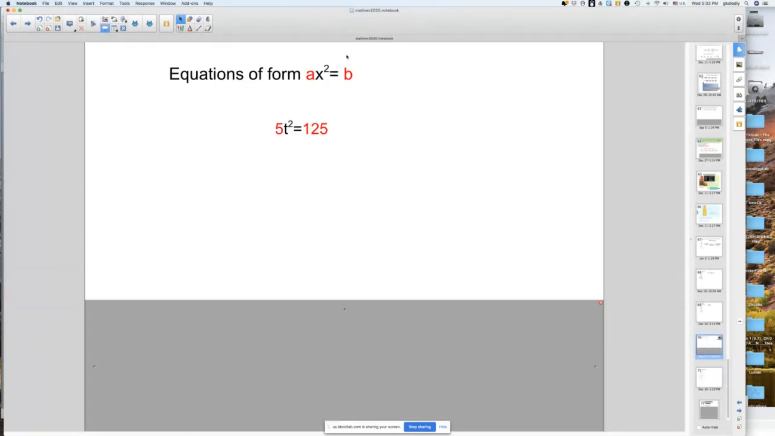Divide both sides by 5, so you get t squared equals 25. That doesn't solve for t yet. What do you have to do here? You have to take the square root of both sides. The square root of t squared is just t, and the square root of 25 is 5. So that's how you handle a square in an equation.